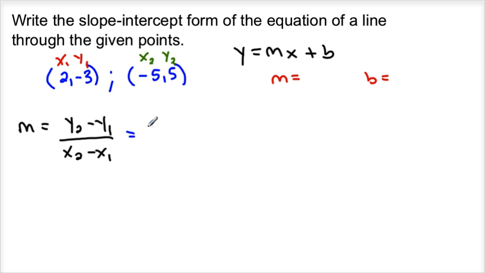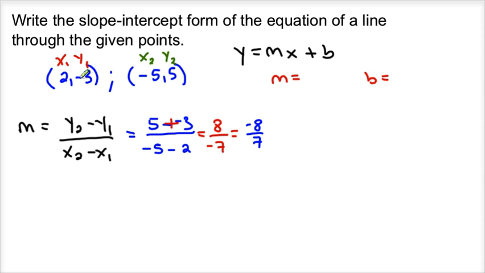Equals y sub 2, 5, minus y sub 1, negative 3, over x sub 2, negative 5, minus x sub 1, 2. 5 minus negative 3 is the same thing as saying 5 plus 3, or 8, over negative 5 minus 2, negative 7. To make this look a little nicer, I'm going to give the negative to the numerator. So this is negative 8/7, and we'll see why in a second.